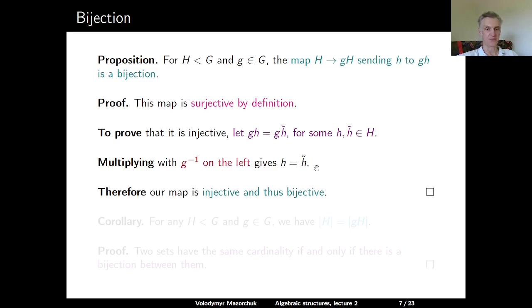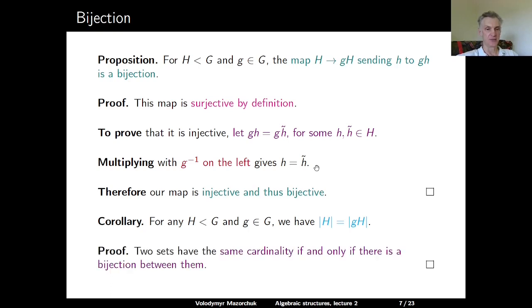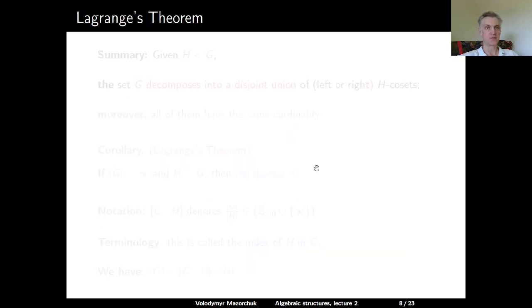Corollary: for any subgroup H of any group G and any element little g in our group, the cardinality of H is equal to the cardinality of the coset gH. And of course, this follows directly from the proposition, because two sets have the same cardinality if and only if there is a bijection between these two sets.